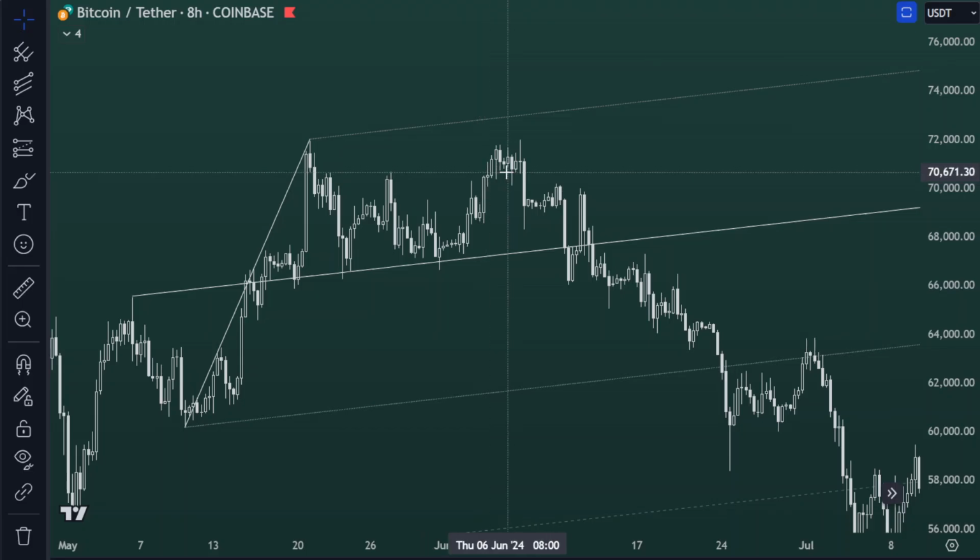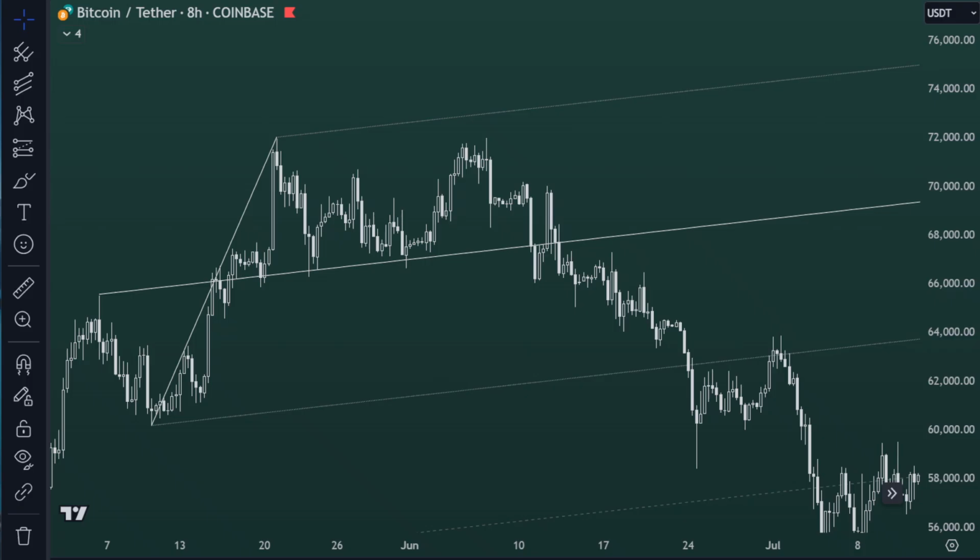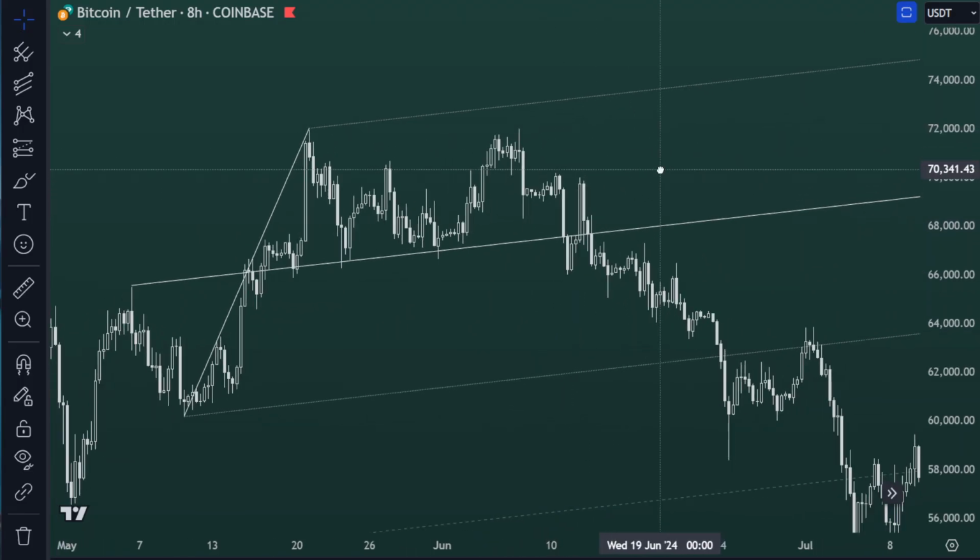On the third approach towards the median line, this time it actually went below the median line. And I explained within my Twitter that this was a sign of weakness. This specifically is the tweet itself. So that's the primary reason why I showed that there is bearish force in Bitcoin back in June. Specifically the target of 60K.